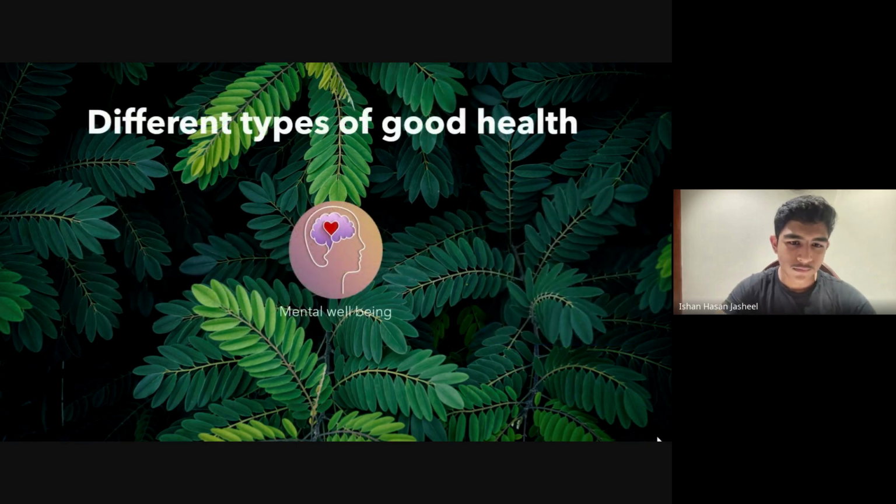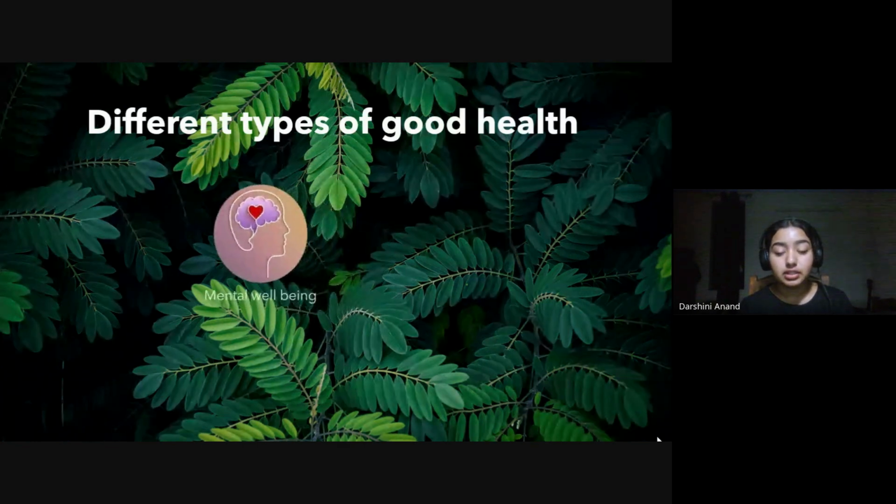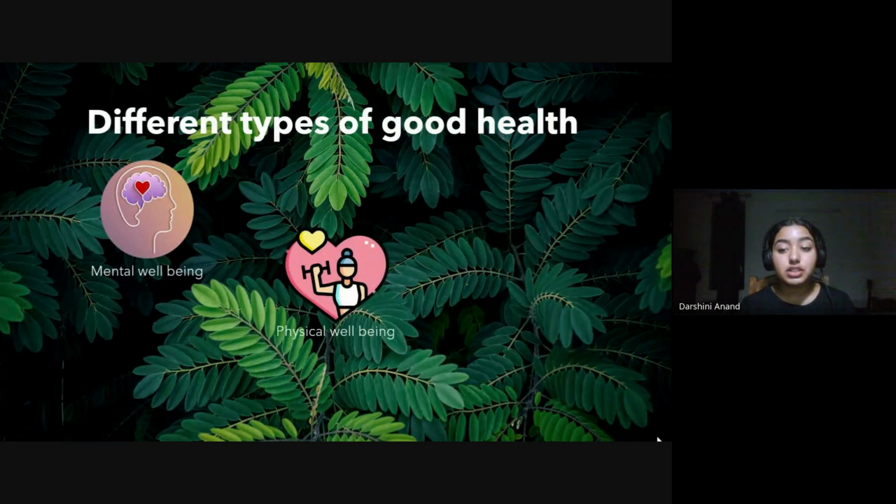Now let us explore the various types of good health. Mental well-being relates to the ability to manage stress, emotions, and relationships effectively, cultivating resilience and seeking support when needed. Physical health refers to the condition of your body and its systems. It involves maintaining a balanced diet, regular exercise, adequate sleep, and the absence of disease or injury.